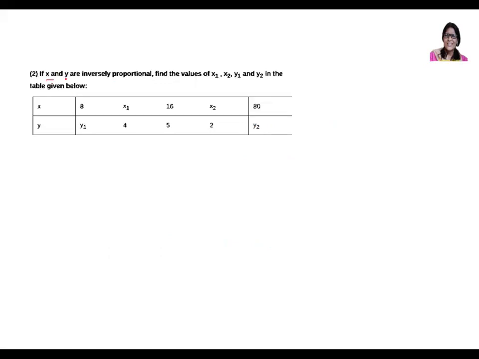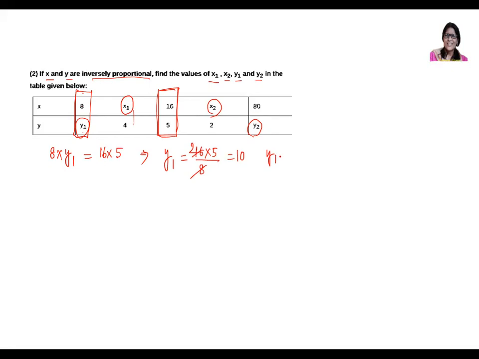Question number 2. If x and y are inversely proportional, find the value of x1, x2, y1, y2 from this table. So you have to find x1, x2, y1 and y2. Just observe where both x and y are given. Here not given, not given. Here it is given, so we'll take this into account. First I'll write the multiplication of x and y and make these two equal. So 8 multiplied by y1 is equal to 16 multiplied by 5, or y1 is equal to 16 multiplied by 5 divided by 8. Cancelling, I'll get 10. So y1 is 10.